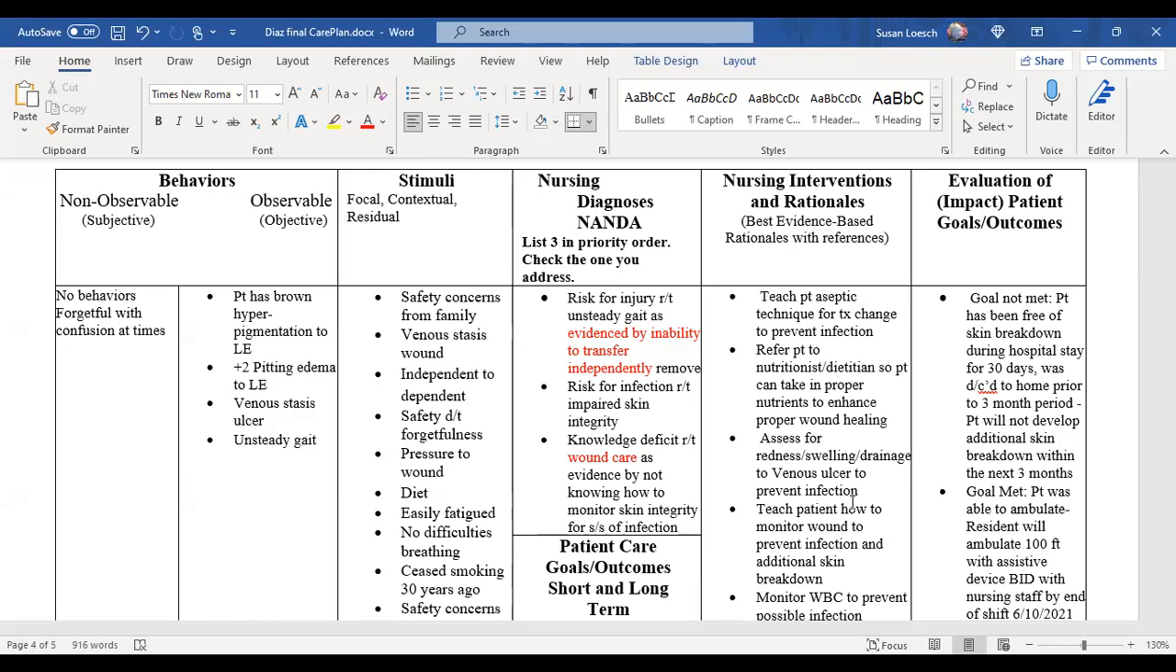So, interventions, and you have to have 5 interventions and 5 rationales that are geared towards that priority nursing diagnosis. All right, so if I teach the patient aseptic technique, is that going to help with the knowledge deficit about that wound care? Yes. Okay, good, it will. How about referring them to a nutritionist? Would that help? Yes.